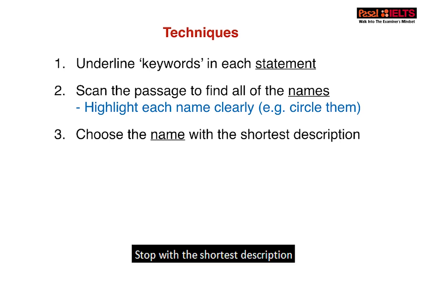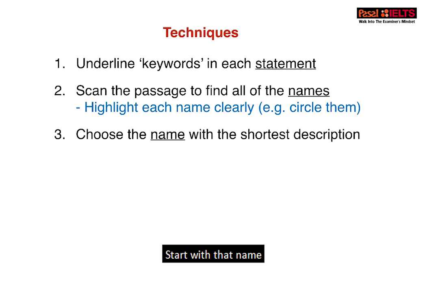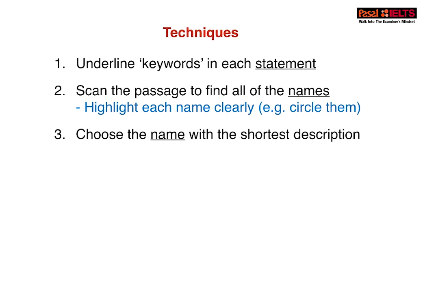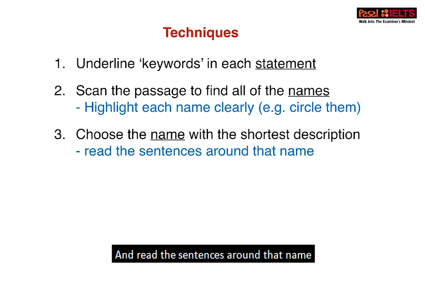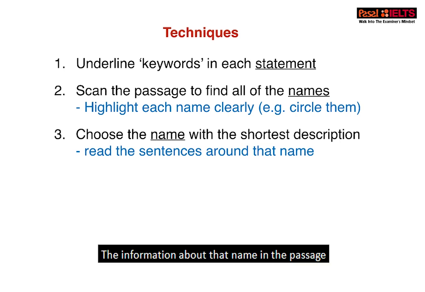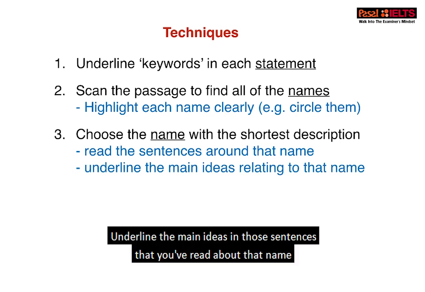Start with the shortest description, the name that has the smallest amount of information written about it. Start with that name because that will be easier to read, a short amount of information. And read the sentences around that name, the information about that name in the passage. Underline the main ideas in those sentences that you've read about that name.